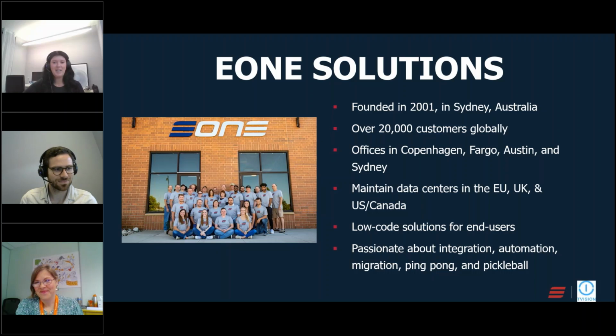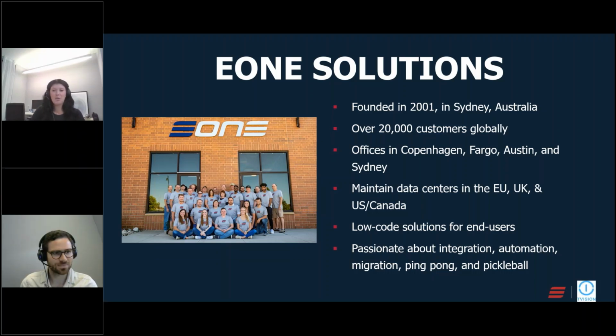Thank you. All right. Yeah, a little bit on us. So we're eOne Solutions. We were founded in 2001 in Sydney, Australia. I am located here with Ethan in our Copenhagen, Denmark office, while we do have other offices in the US and Australia, meaning you're going to be supported no matter where you're located. And then we do maintain data centers, including here in the EU, UK, and around the world. And we are very passionate about providing low-code solutions for integration, migration, and reporting.